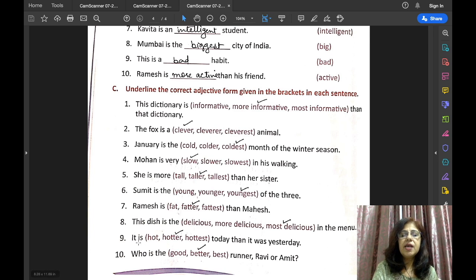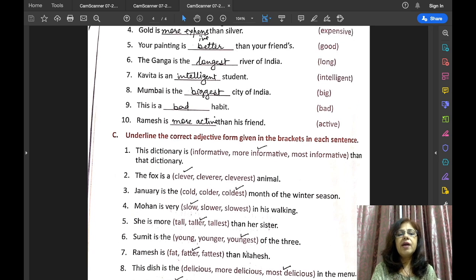9th sentence. It is dash today than it was yesterday. So again comparison is between 2 days, today and yesterday. So we will use comparative degree. It is hotter today than it was yesterday. 10th sentence, who is the dash runner, Ravi or Amit? Again, the comparison is between 2 persons, Ravi and Amit. So we will use the better. Who is the better runner, Ravi or Amit?